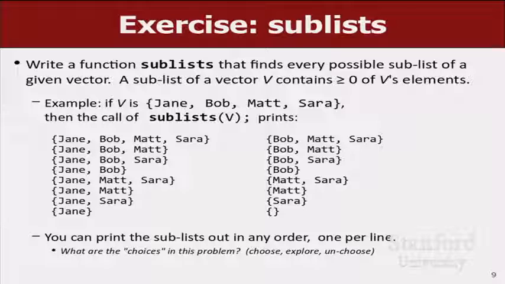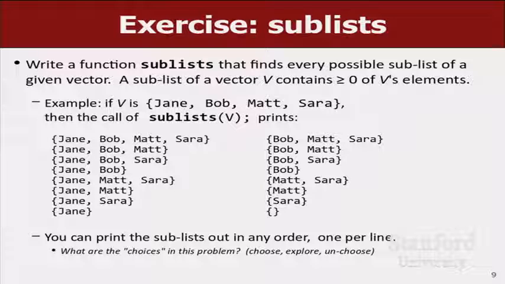In the example here, the strings are people's names. And I want to print out all of the possible subsets of this thing. It's like a power set, right? All the possible subsets of the vector. And I guess I shouldn't really say subset. I should say sublist, because I don't want to worry about duplicated elements and that kind of thing.